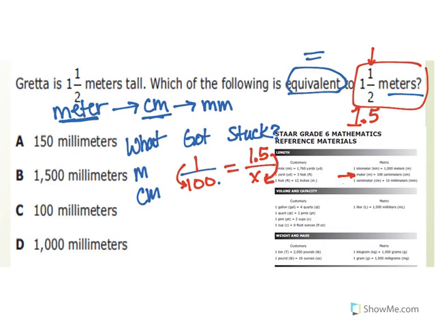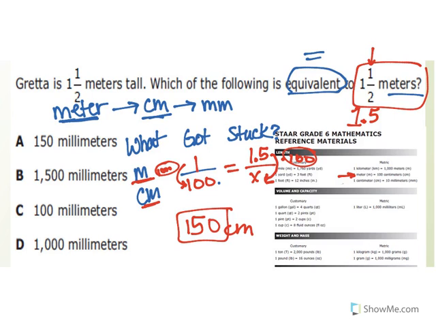Always point to your variables so you know which way you're moving. How do I get from 1 to 100? From a small number to a big number? Well, I'm going to multiply. 1 times 100 is 100. What you do to one side, you must do to the other. So I have to multiply 100 times 1.5, which will give me 150 centimeters. Don't forget, we were comparing meters to centimeters.